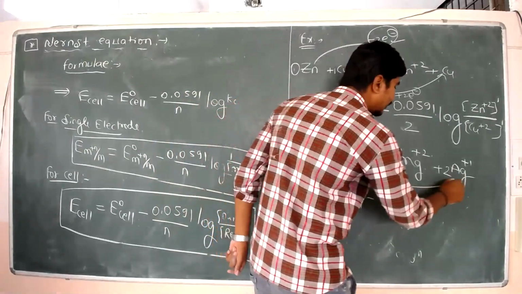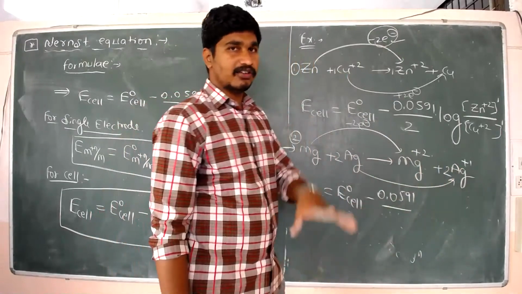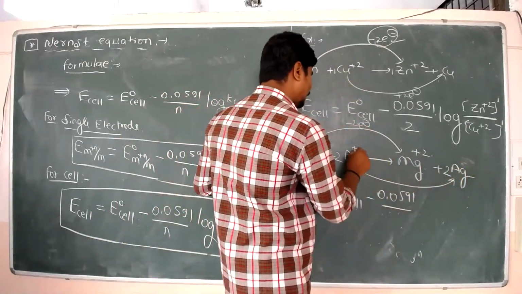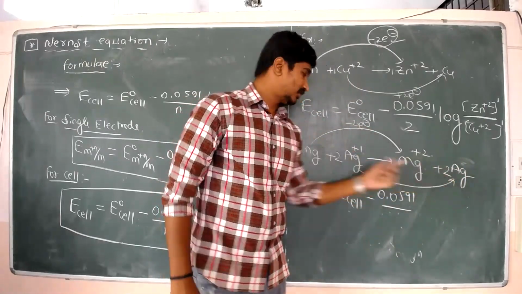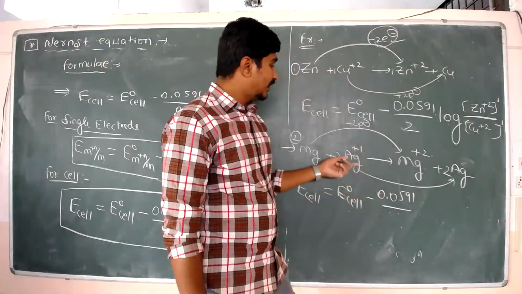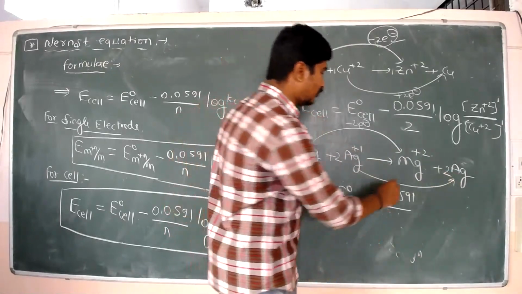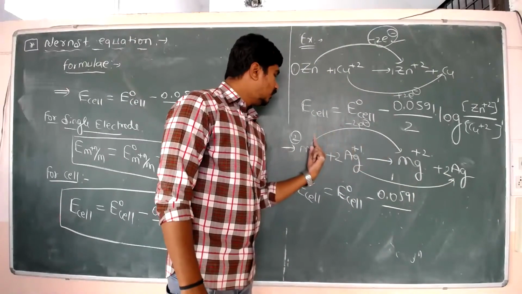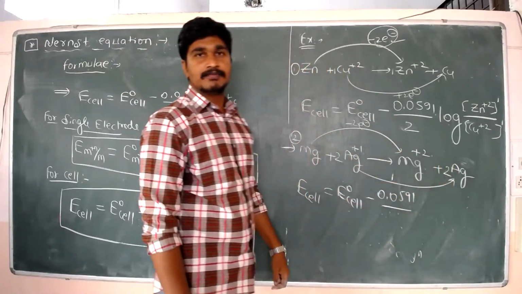Now Ag is converted into Ag+. Wait, sorry. It will be Ag+ here, because it undergoes reduction, gain of electrons. Here it is loss of electrons, and this one is gain of electrons. Right? Ag+ is converted into Ag by gaining how many electrons? Only 1 electron. Here 2 electrons are lost, but Ag is gaining only 1 electron.